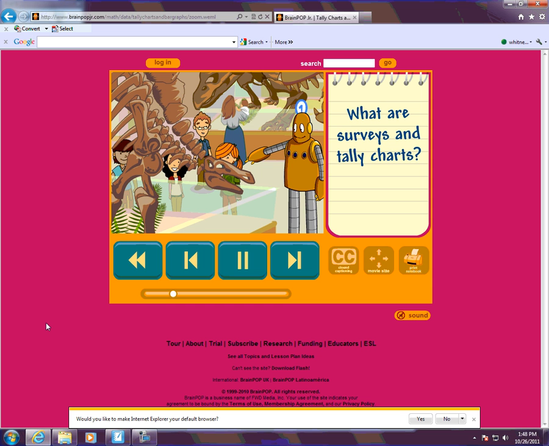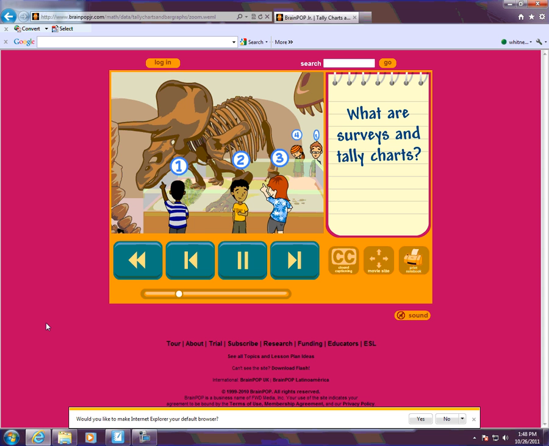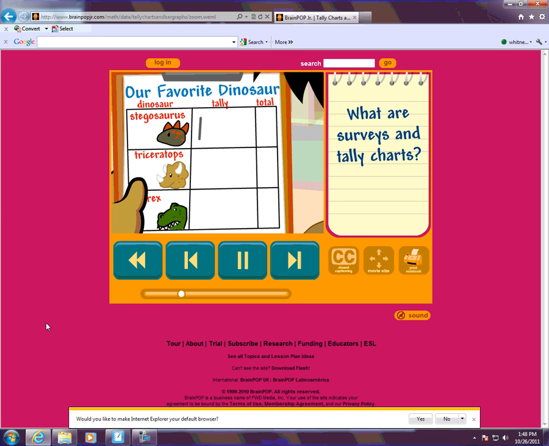Let's see. Moby likes the Stegosaurus the best. You can draw 1 tally mark to stand for 1 vote. 5 kids like the Triceratops. So I'll draw 5 tally marks in that row. 1, 2, 3, 4. The 5th mark is drawn across the other 4.